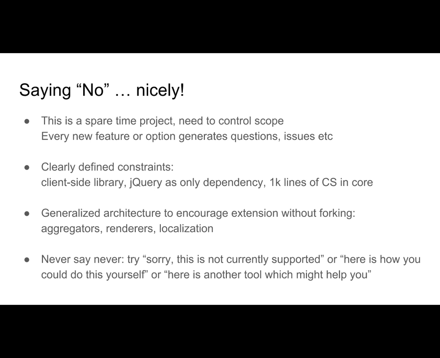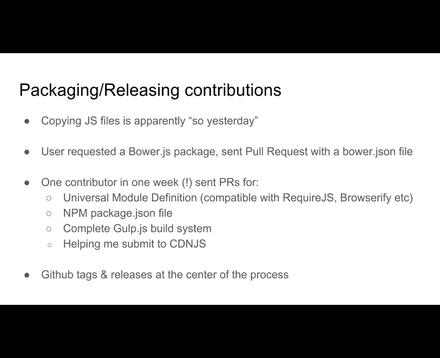And then I try not to say no. I try to say sorry, this is currently not supported. It might be later. You can help me by adding it if you want, or here's how you could do this yourself, or here's this other tool which is probably what you're looking for instead of trying to modify PivotTable.js. So I guess that's how I try and deal with things. Not everybody likes hearing no, but it's okay.